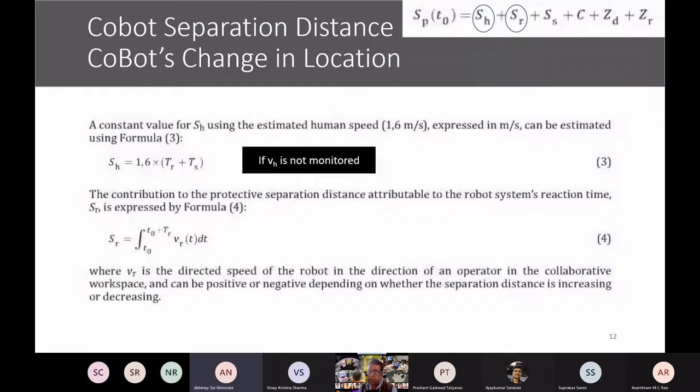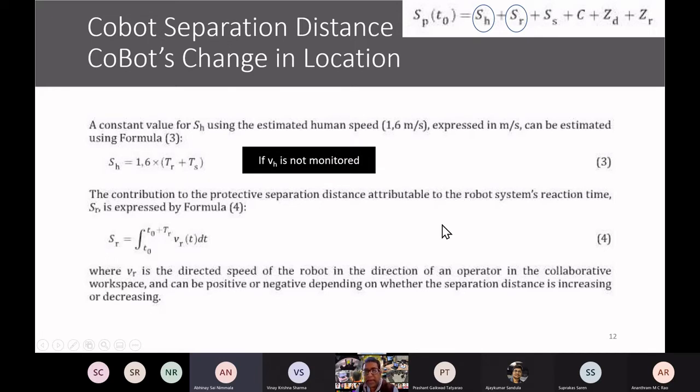And then we will look at the next contributor to the safe distance, that is SR, the contribution from the robot's reaction time before the stop command is issued. And very similarly, it is also calculated with an integral, where VR is the directed speed of the robot in the direction of the operator in the collaborative workspace, and can be positive or negative depending on whether the separation distance is increasing or decreasing. It is a very similar calculation to SH, and we integrate it only up to the robot's reaction time, whereas for the human operator we also consider TS. For the robot, we only consider the reaction time, because for TS, the stopping time, we have the other variable SS.